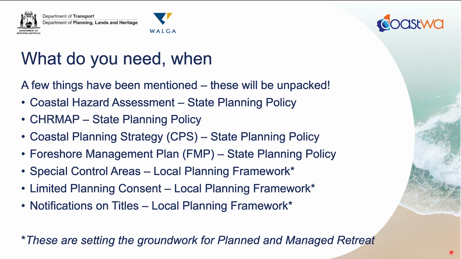We might also, at that next level of detail, which has slightly more detail on actions, develop a coastal planning strategy, or a foreshore management plan, so a CPS or an FMP. And all of that so far is sitting at that state planning policy level. And then we get into the special control areas within the local planning framework. And of course, special control areas are a recommendation of higher order coastal hazard planning, but they are implemented fundamentally through the local planning framework. This is the same with limited planning consents, which are implemented through the local planning framework, and notifications on titles through the local planning framework.